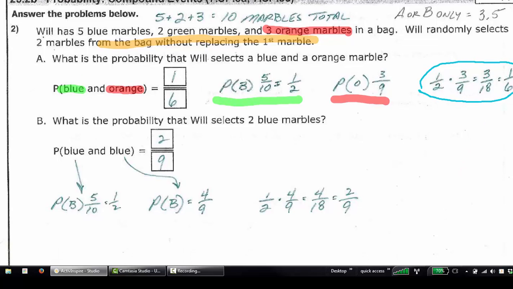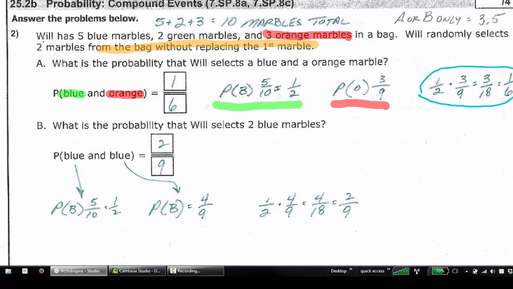We have the same situation in part B. Same thing. He pulls a blue and then another blue. Well, when he pulls the first blue marble right here, there are 10 marbles in the bag, and 5 of them are blue. When he pulls the second blue marble right here, since he didn't put the first one back, there are 4 blue marbles in the bag. Remember, he took out a blue one right there.